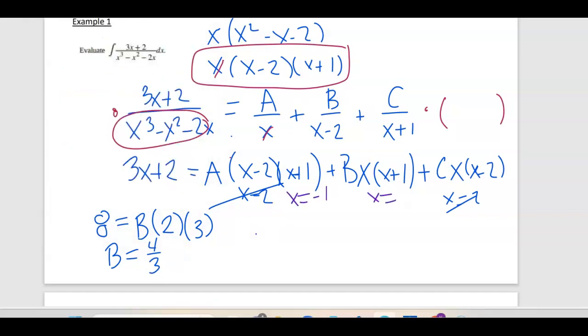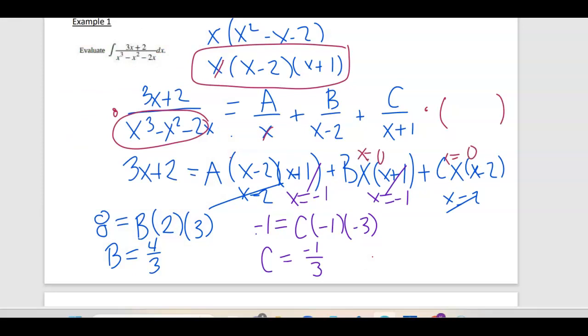If I let x be -1, then these ones are going away and I can solve that for C. So I plug that in, I get -1 equals C times -1 times -3, or C has to be equal to -1/3. If I let x equal 0, then I get 2 must be equal to A times -2 times 1, or A must be -1.